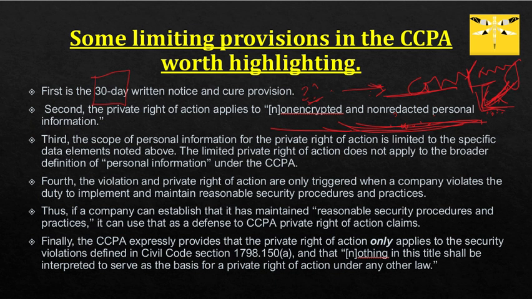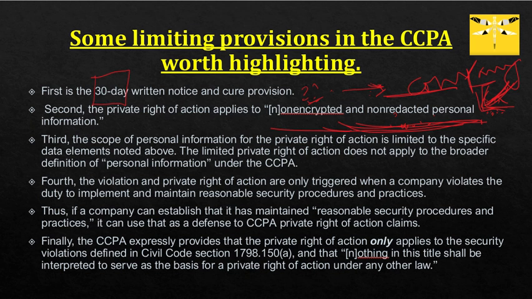While reasonable security procedures are not defined and are based on the facts and circumstances, the law particularly states that a business that owns, licenses, or maintains personal information about a California resident shall implement and maintain reasonable security procedures and practices appropriate to the nature of the information, to protect the personal information from unauthorized access, destruction, use, modification, or disclosure. Thus, if a company can establish that it has maintained reasonable security procedures and practices, it can use that as a defense to CCPA private right of action claims.